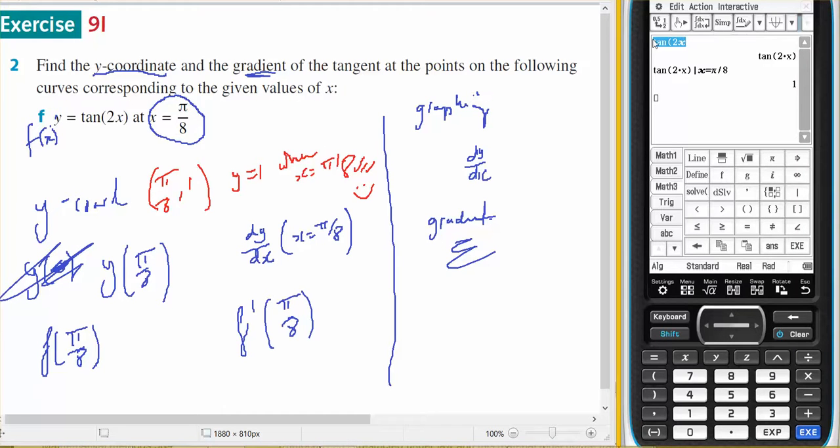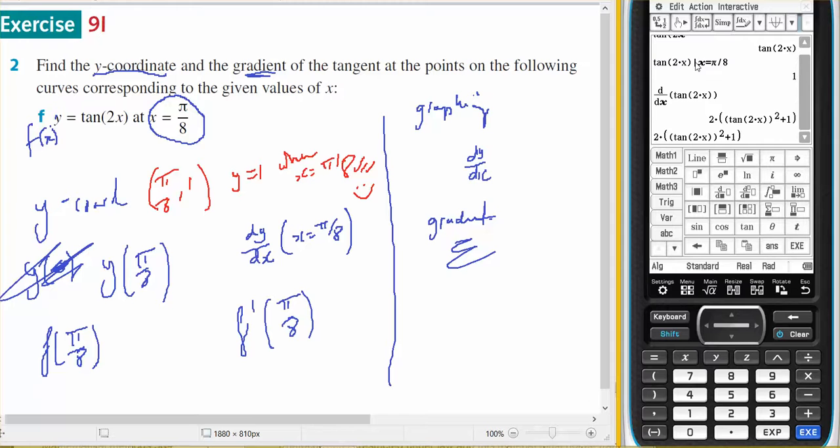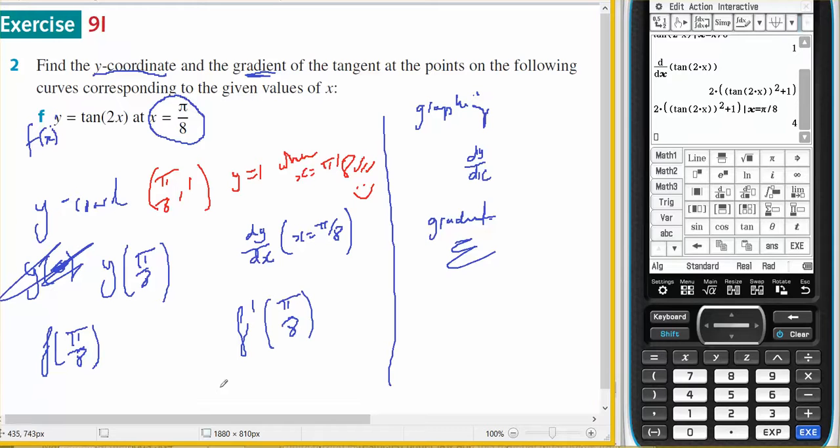And to find the gradient, I need to take the derivative. So if I take this, select it, Math 2, derivative with respect to x, and then make x equal to pi on 8, and we get an answer of 4. So I have a gradient of 4. Okay, so they're my two answers.